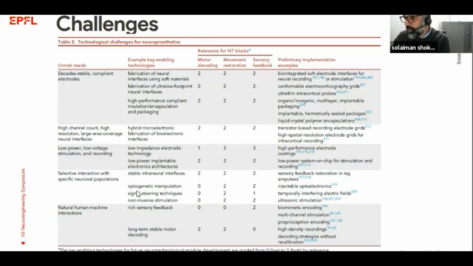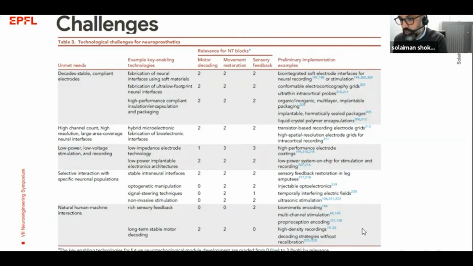As I showed you, the TIME electrode, for example, is a very good solution for better selectivity at the nerve level. We need stable interfacing. Maybe optogenetics could be one of the solutions in the brain. This is something that has also been studied for about the last 10 years. And finally, we need natural human-machine interaction. We need rich sensory feedback. We need better ways of encoding sensory feedback and long-term stable motor decoding.